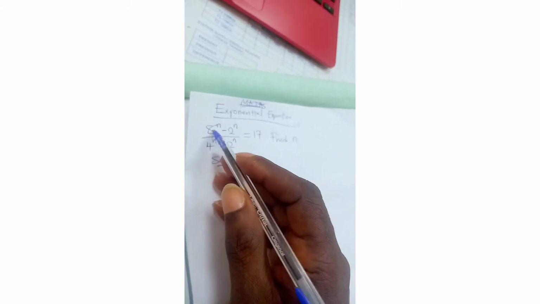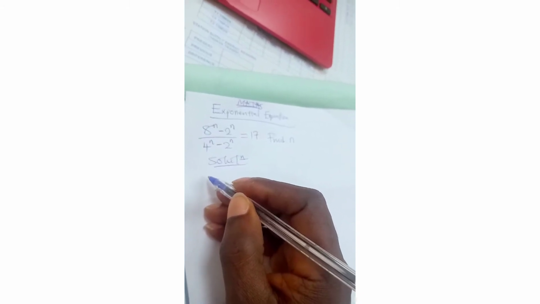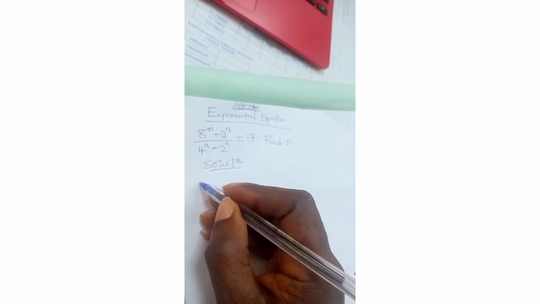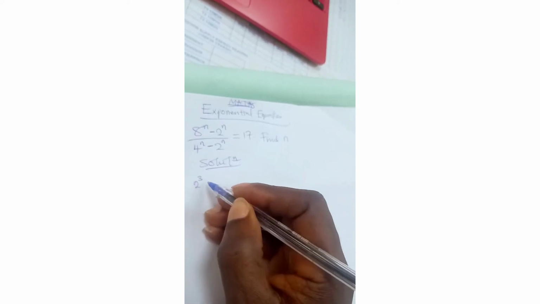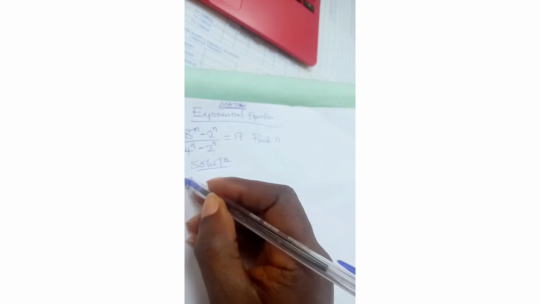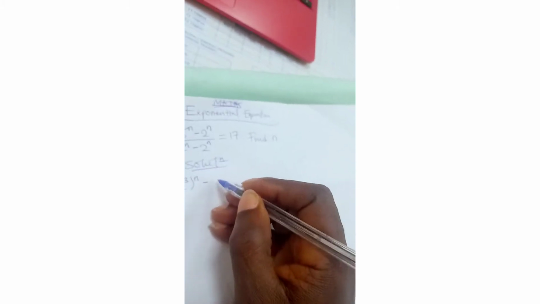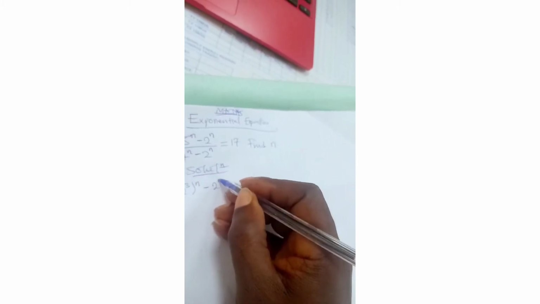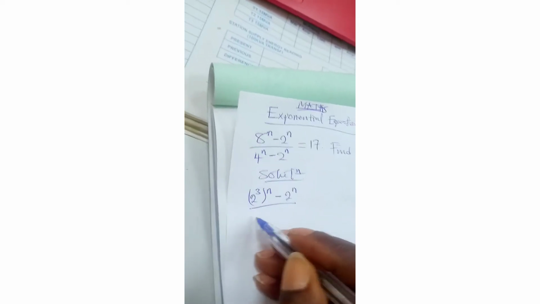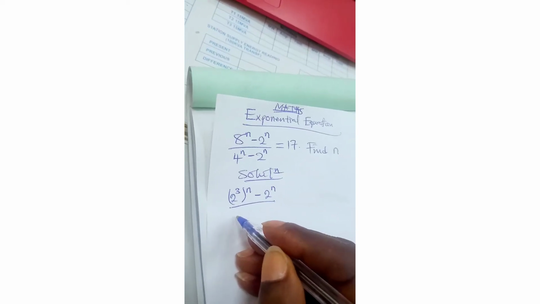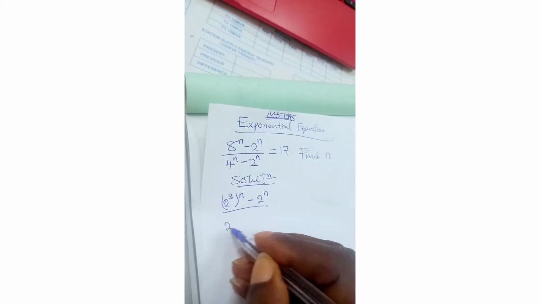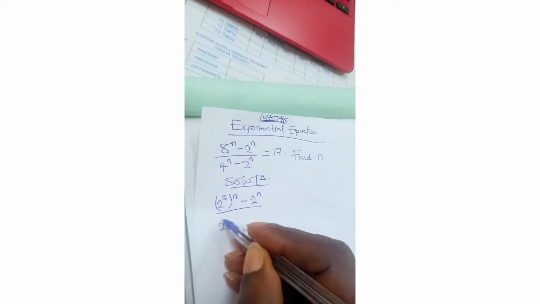So this 8, we can equally write 8 to be 2 raised to power 3, then all into power n. Remember, minus 2 raised to power n, all over 4. 4 is 2 raised to power 2, and that's going to give us 2 raised to power 2.